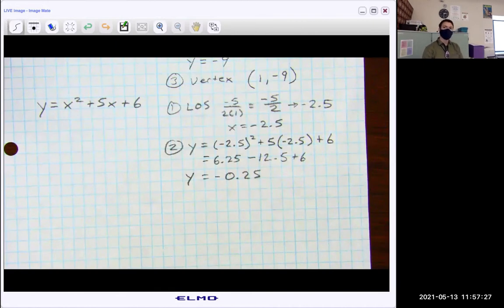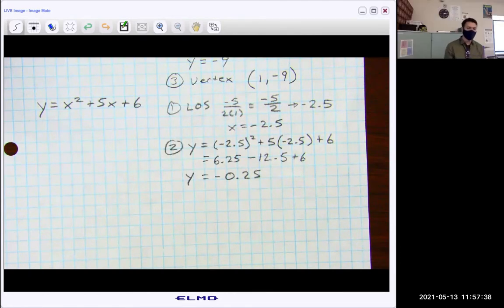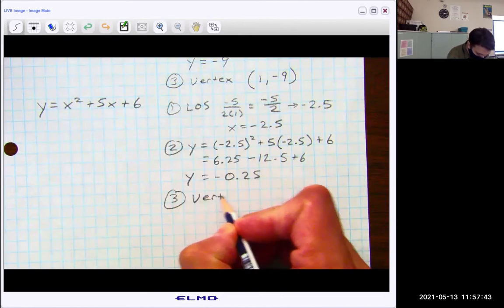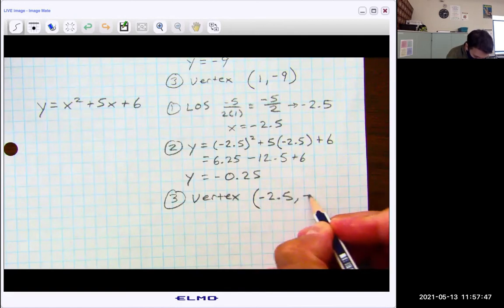Okay, anybody, tell me what the third step is. What else do we need to do next? Find the vertex. Put the two parts together. Yep, find the vertex, and the way you do that is you put the parts together and you label it. The vertex is -2.5 and -0.25.